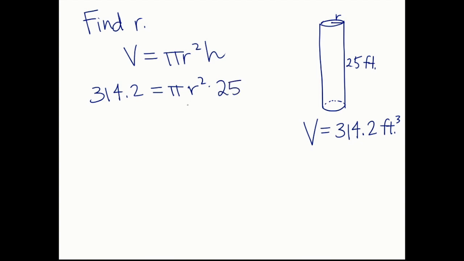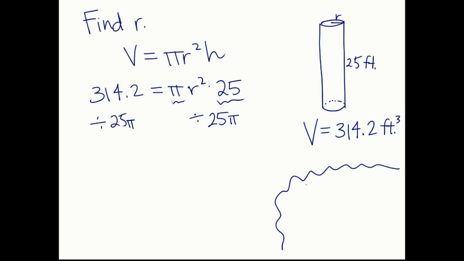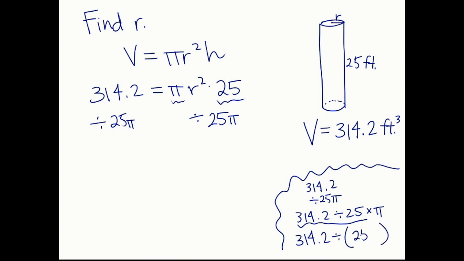Okay. So next, I'm going to try to get r by itself, but I'm going to have to get rid of these numbers here first. So I'm just going to divide by 25 pi on both sides. A little side note here: if you want to do 314.2 divided by 25 pi, and you plug that into your calculator as 314.2 divided by 25 times pi, your calculator is going to want to do this first and then multiply the answer by pi. You don't want that. You want to make sure to tell your calculator, I want to do 314.2 divided by, and then in parentheses, 25 pi. You want to keep that 25 pi as one unit.